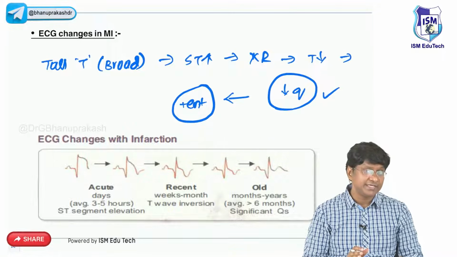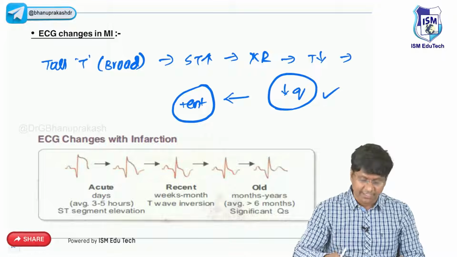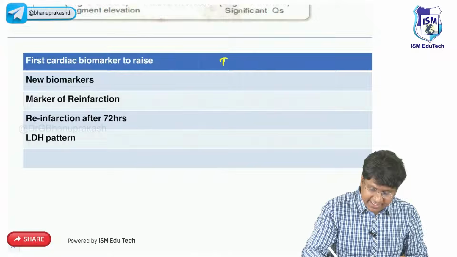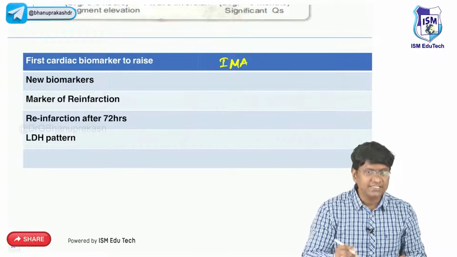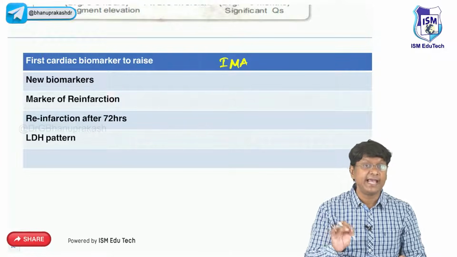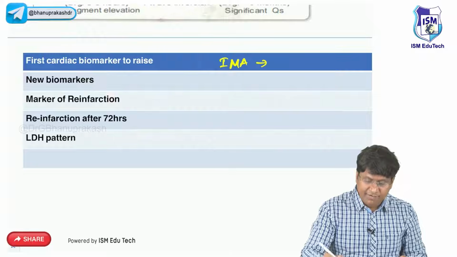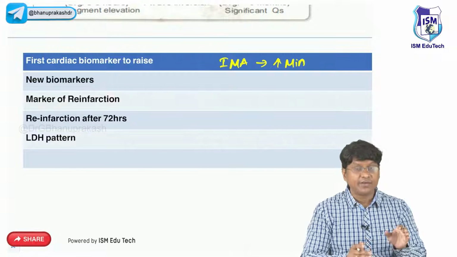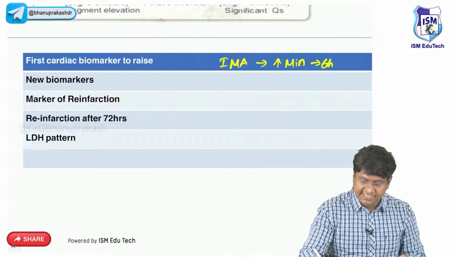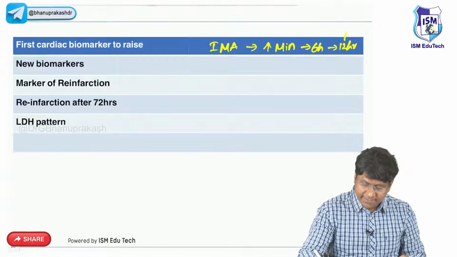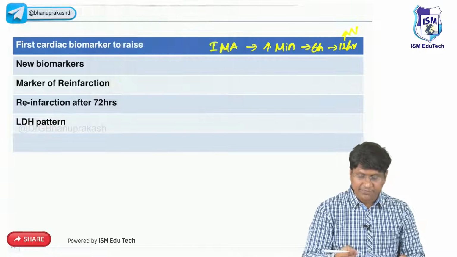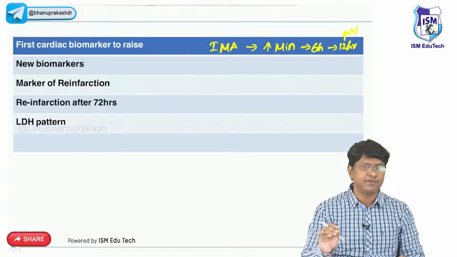And the next important thing is you need to know about the cardiac biomarkers. The first cardiac biomarker that is raised is the IMA, that is ischemia modified albumin. This ischemia modified albumin will rise within minutes, right? It will reach the peak value within 6 hours, and by 12 hours, it will return back to normal. So this is the first cardiac biomarker which is elevated.